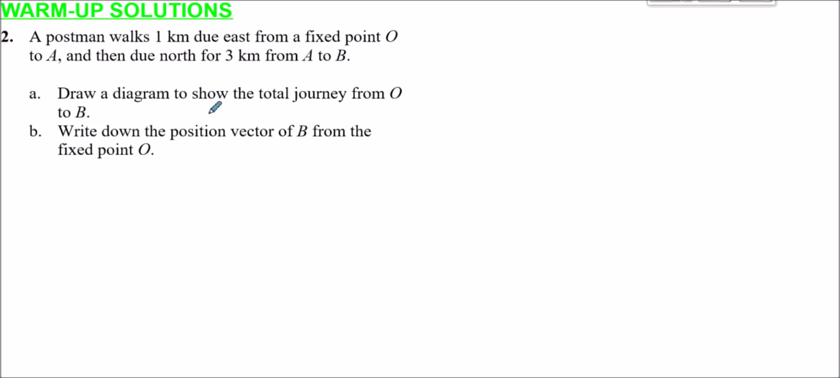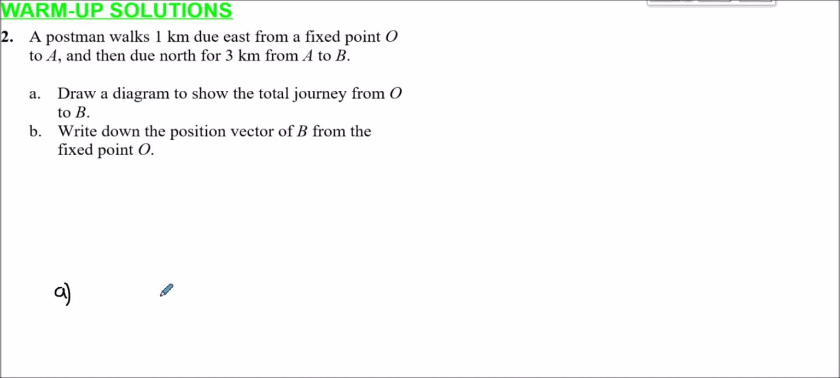Question 2 is about a postman. Postmen are always underrepresented when it comes to questions, so it's good to see a postman here. Even less represented are postwomen, so maybe it should be post-person. Anyway, I digress. A postman walks 1 kilometre due east from a fixed point O to A, and then due north for 3 kilometres from A to B. So draw a diagram to represent the total journey from O to B.